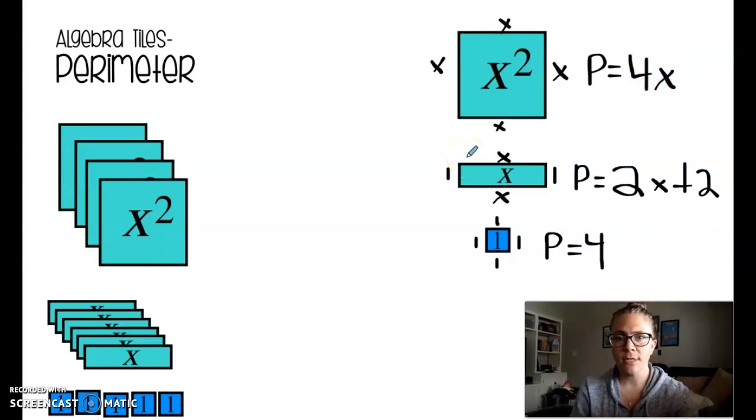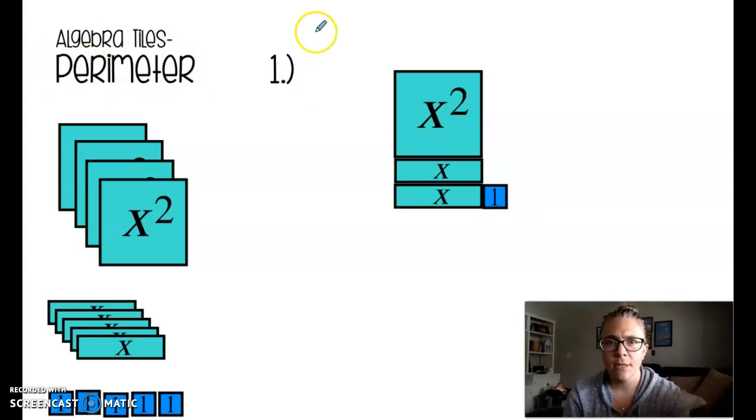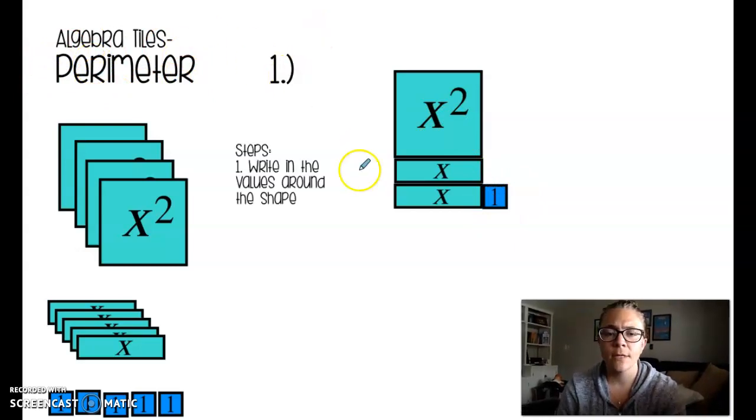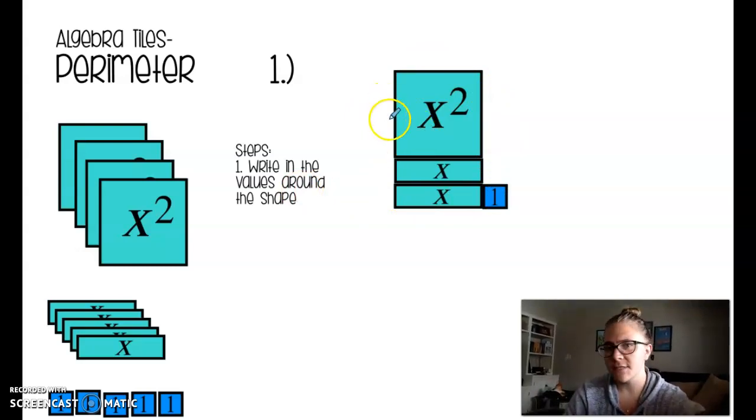Okay, so now let's try some more challenging problems. Here we have this figure. It kind of looks like a building with a little entryway. So we want to find the perimeter of this shape. In order to do that, we want to start by writing in the values as we walk around the shape. My recommendation to make this slightly easier on yourself is to always start in the same location. So I always start in the top left corner, and then I just write what each side length is.